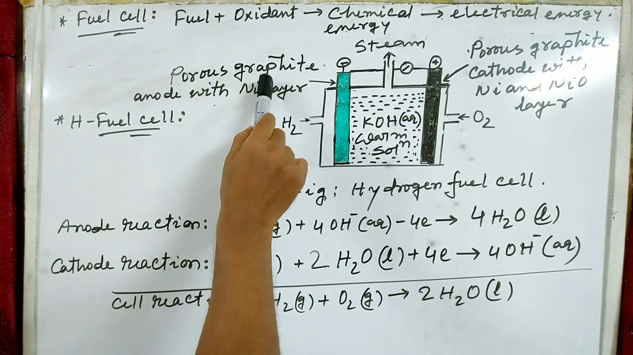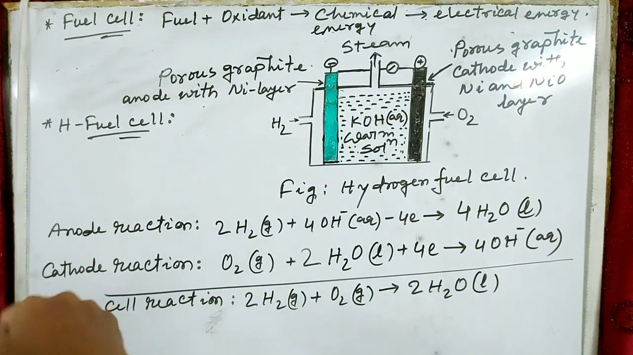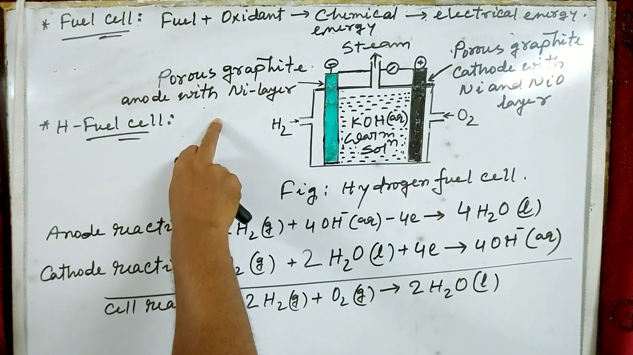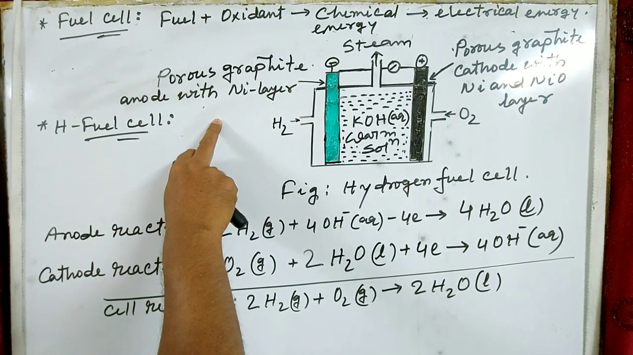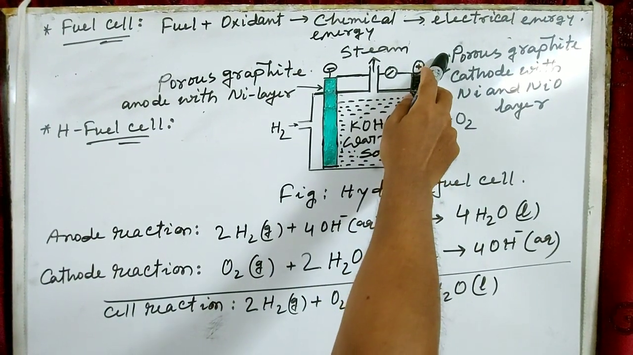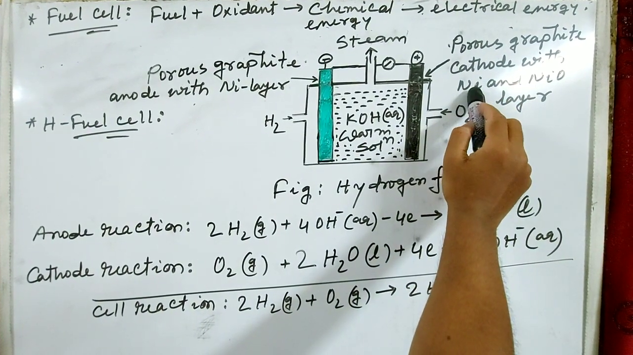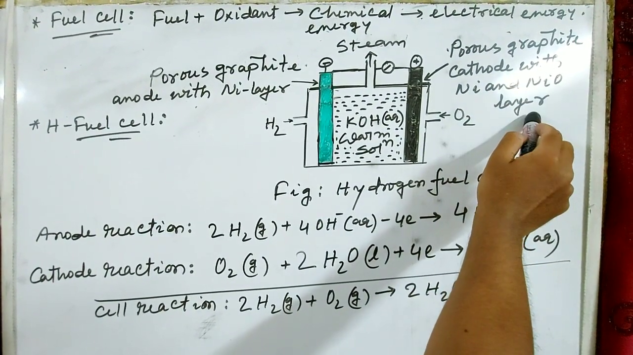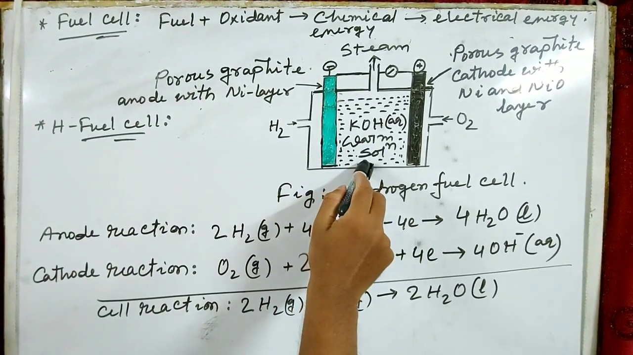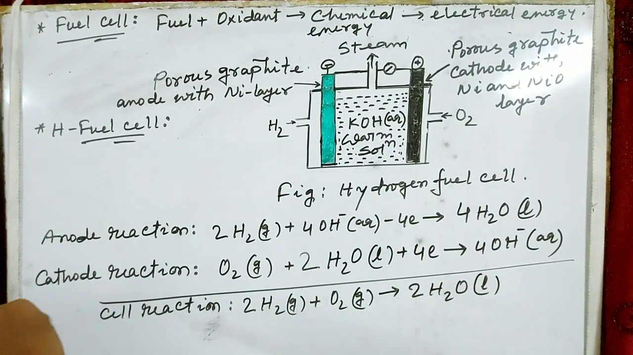Porous graphite with a nickel layer is made the anode. Porous means having so many holes like a net. Porous graphite with a nickel and nickel oxide layer is made the cathode. The warm aqueous solution of potassium hydroxide is taken as the electrolytic substance.